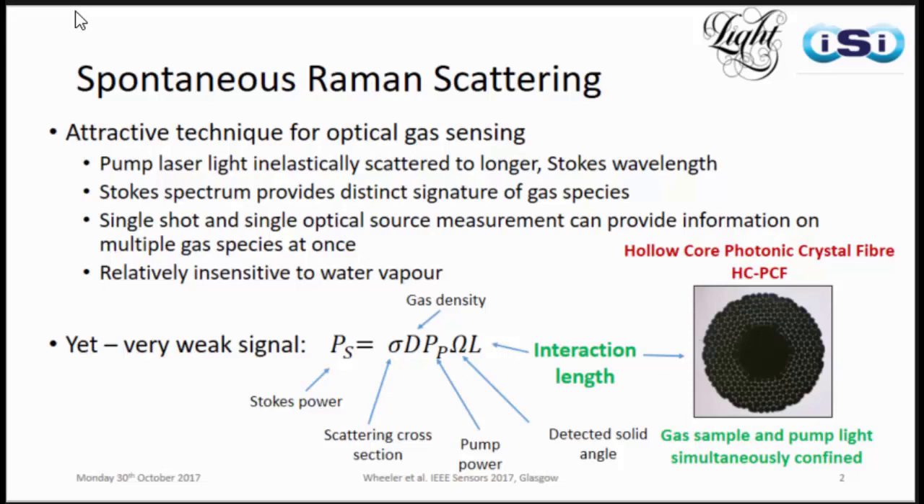So these are novel optical fibres in which light can be guided with low loss in an air core. And this means that we can actually put our gas sample inside the core of the fibre, where it's simultaneously confined with the pump light, and then it can propagate together with the sample over a long interaction length. And the fibre itself also acts to collect the Stokes signal.